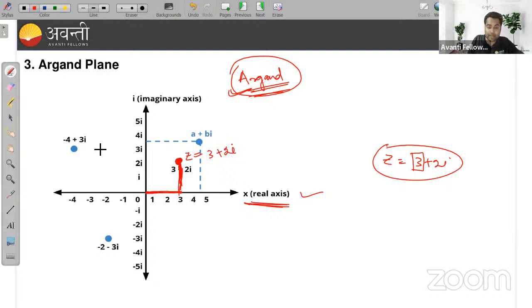Similarly, we can take another example, minus 4 plus 3i. On the real axis, I need to cover 4 units on the negative real axis. And then to reach this point, we should cover 3 units on the positive imaginary axis. Clear? Then we reach this point, and this is my complex number, minus 4 plus 3i. Is that clear to everyone? Guys, clear now? So let's move on. This is all about the Argand plane.